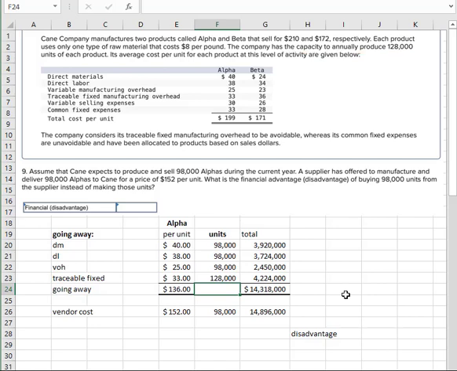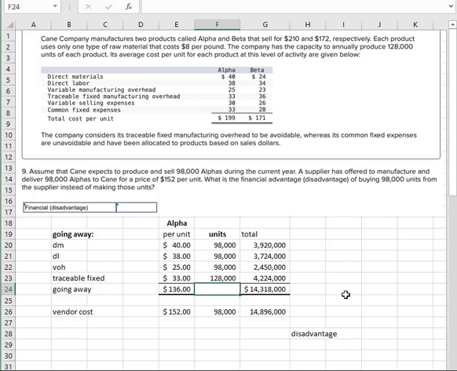They could have calculated traceable fixed based on current production level or capacity, but they have to tell you which so that you could know, or they could just give you the total, which would be even easier, that the total fixed of 4,224,000 is traceable to alpha, and then you would know that's the total amount.